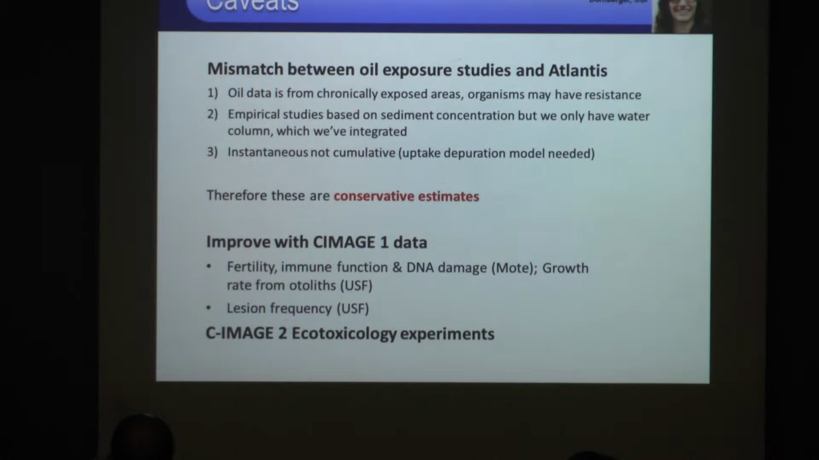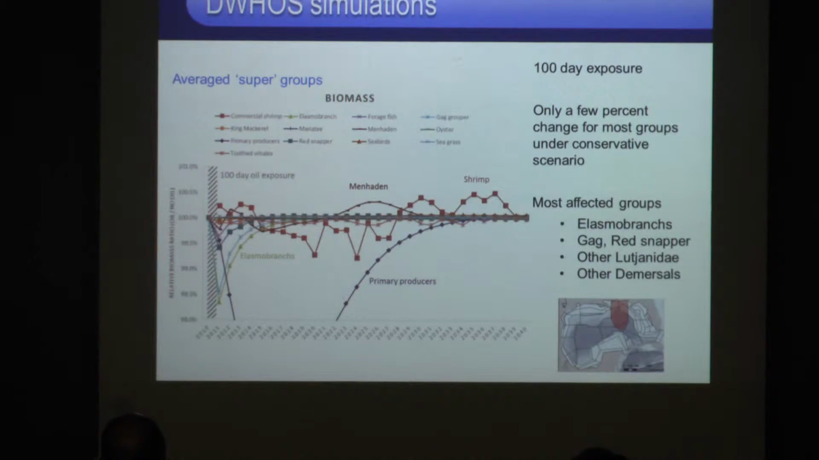And I think eventually we'd like to use an uptake depuration model, but we don't have that in place. I want Lindsay to do that for her thesis. So right now we're just using the instantaneous effect from the ambient oil concentration. And because of those, what we're about to see are conservative estimates, I think. CImage 2 has got some very fancy, well thought out ecotoxicology experiments, which should really give us a much better estimate of how the oil impacts the biota.